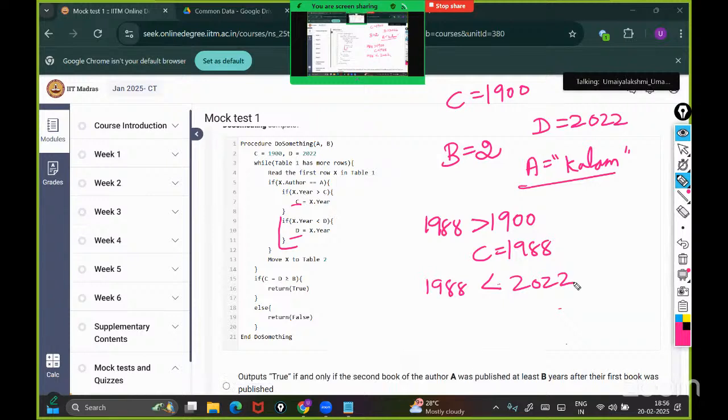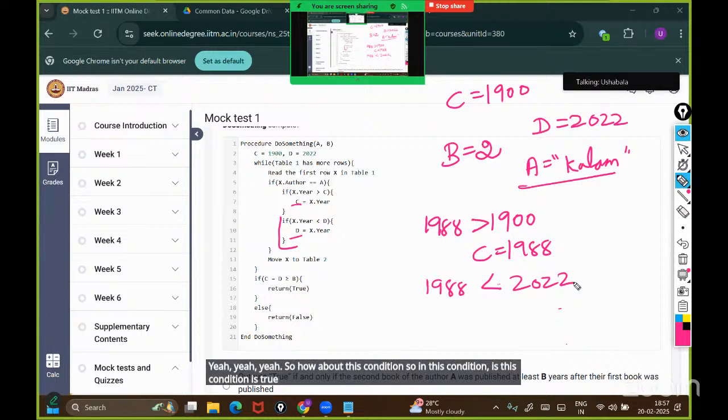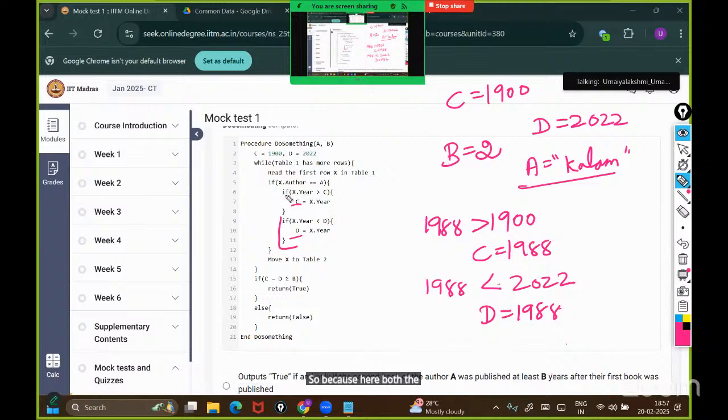Is the condition true? Yes, it is. I'm just taking a sample for instance. So D is reinitialized with 1988. Because both the ifs are given, it's not like else if, so both the conditions have to be checked.